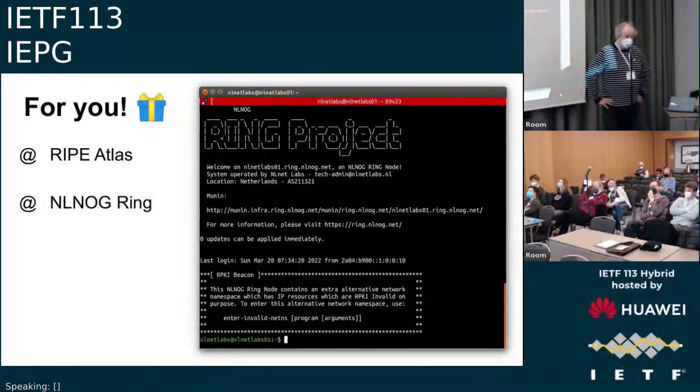The beacon is also at the NL ring. If you're on the NL ring and you secure shell to the NL Labs ring node, then you will see this text that you can enter a network namespace with the invalid resources, with the command enter invalid net ns.